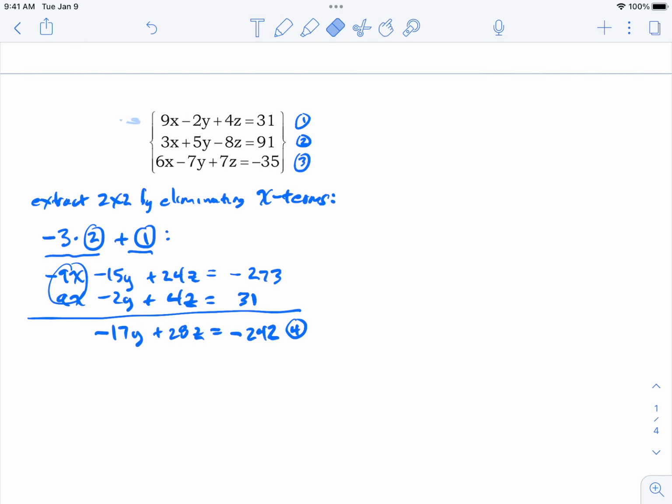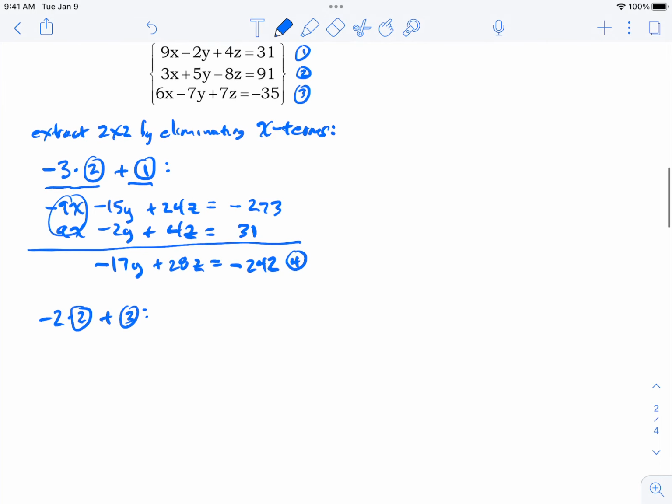Now, I have to do a different pair of equations. So not equation 1 and 2, but a different pair. How about equations 2 and 3? Let's play with those two. What I can do is I can take this 3x and make it into a negative 6x, and then it'll cancel this when I add. So that's what I'll do here. So I'm going to take my instructions to myself. I'm taking a negative 2 times equation 2, and I'm going to add equation 3 to it.